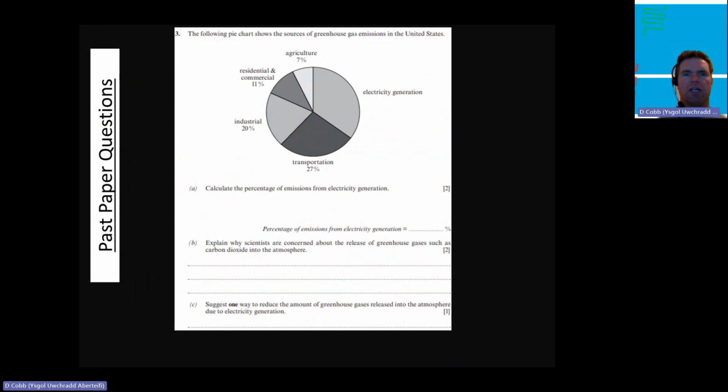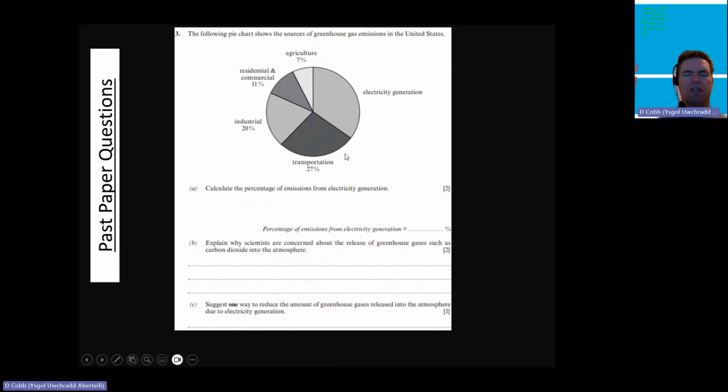So in this question here, it's a foundation question, I believe. Look at what it's asking you to do. The following pie chart shows the source of greenhouse gas emissions in the United States. Always when you're given some new information like this, whether it be in a table or a pie chart, it's worthwhile to just take one piece of information and think about what that's telling you.